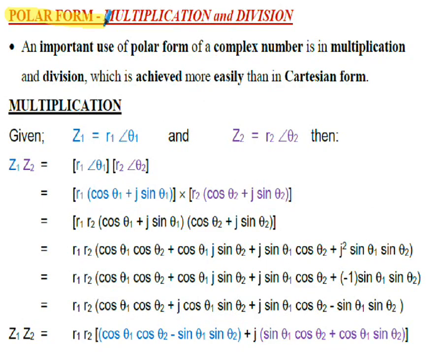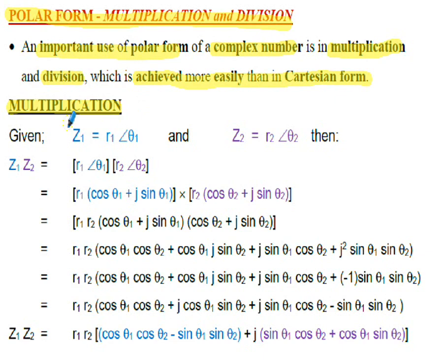We're now going to review multiplication and division operations using polar form. An important use of polar form as a complex number is that multiplication and division operations can be achieved much more easily than in Cartesian form. We're going to consider here a proof of multiplication in polar form.